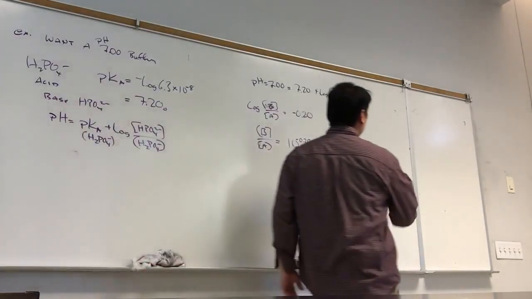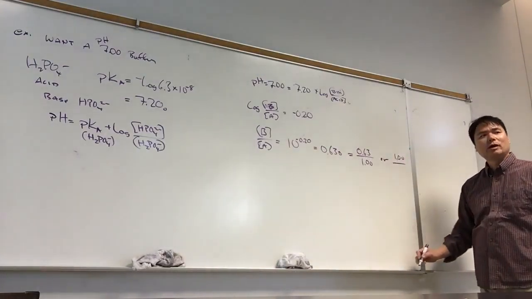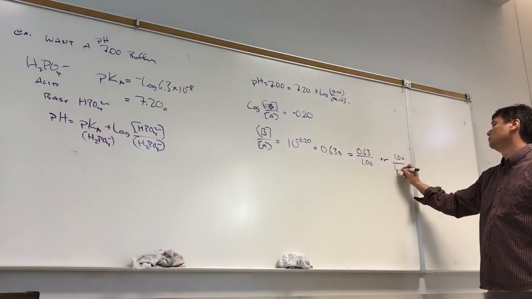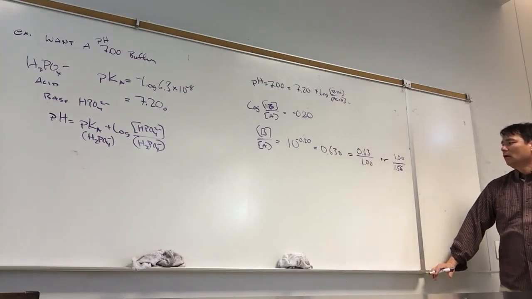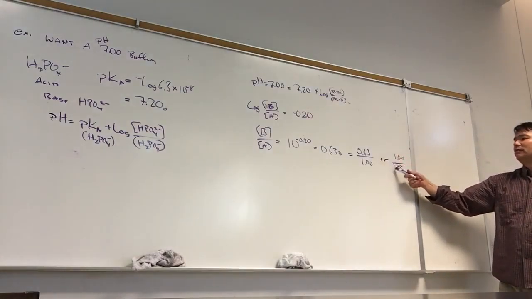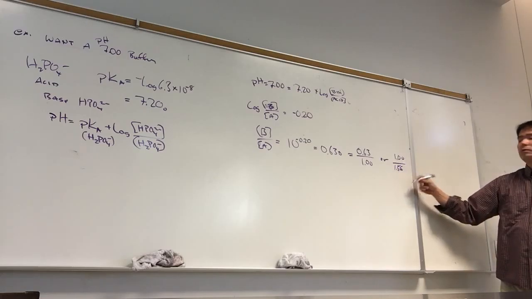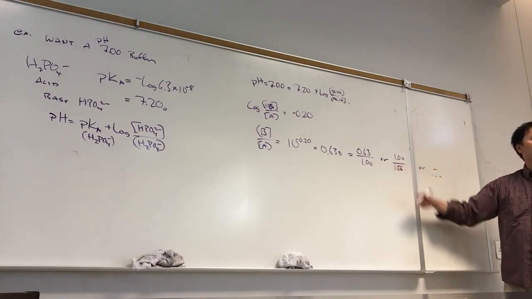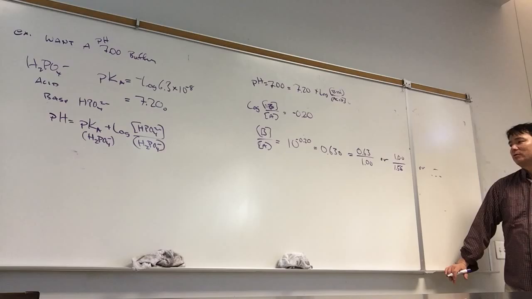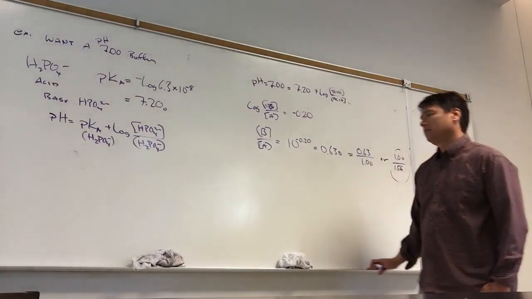Or, can you invert this so that we get 1.00 over what? 0.58. Or if I invert that, if I make the base 1 molar, then the acid should be 1.58 molar. Or whatever ratio works, it gives us the same 0.63 to 1. Let's use this because it's easier, I think.